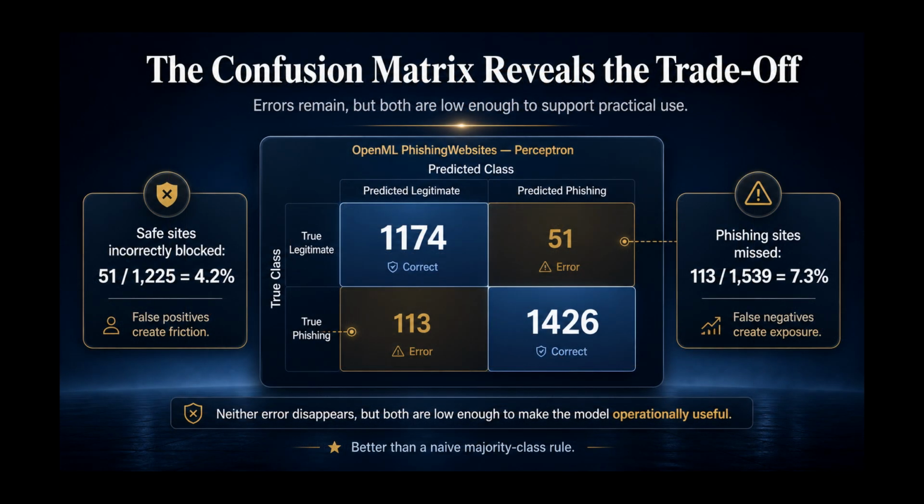The confusion matrix shows the operational trade-off. Out of 1,225 legitimate sites, only 51 are incorrectly flagged as phishing. That is roughly 4.2% of safe sites blocked. Out of 1,539 phishing sites, 113 are missed. That is roughly 7.3% of phishing sites slipping through. Neither error disappears, but both are low enough to make the model practically useful, especially compared with a naive rule that simply follows the majority class.